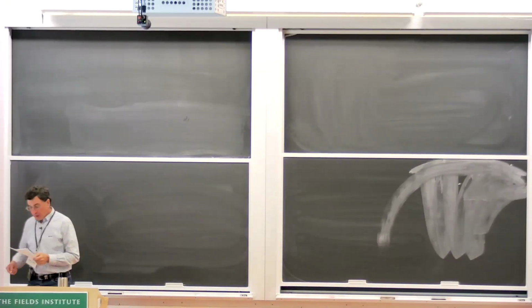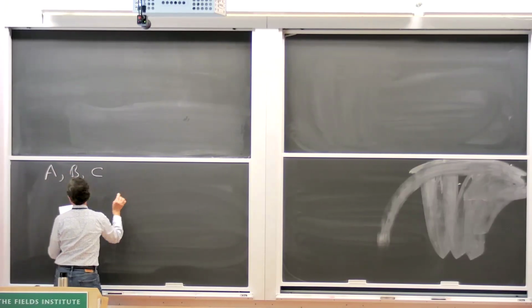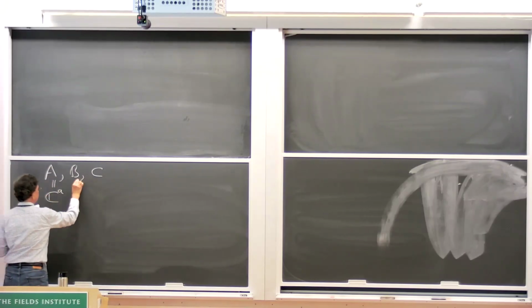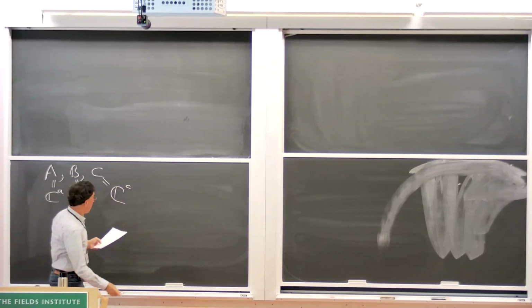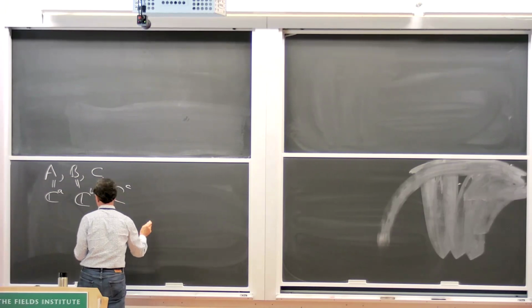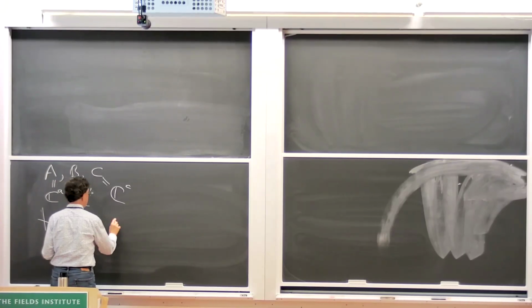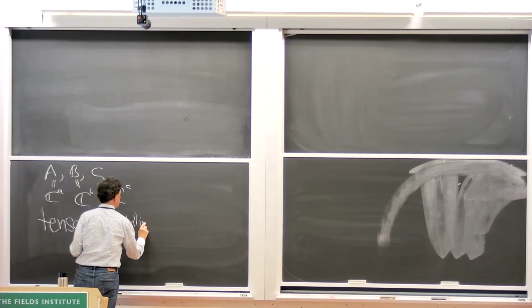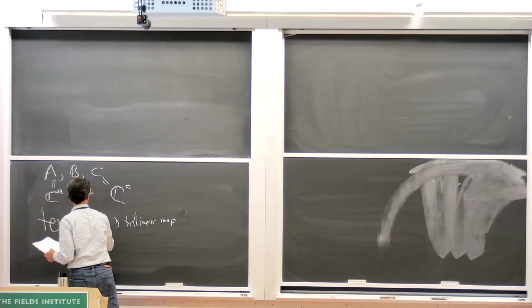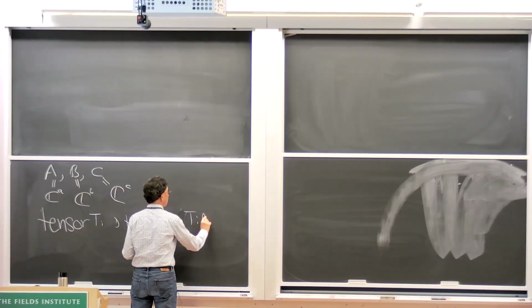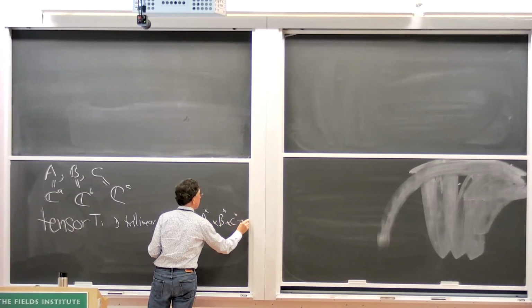So let A, B, and C be some finite dimensional vector spaces. A will be of dimension a, B of dimension b, C of dimension c. Maybe I'll change the field later. And what is a tensor? Well, we could think of it as a trilinear map, a tensor T, that eats three vectors and spits out a number.